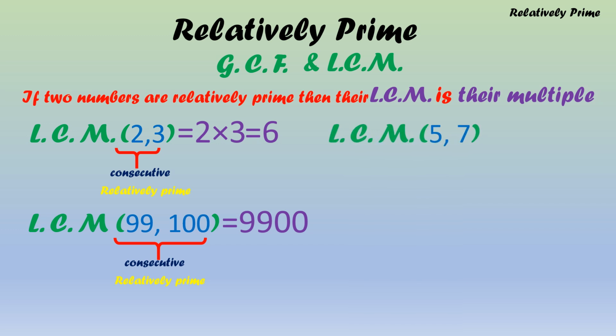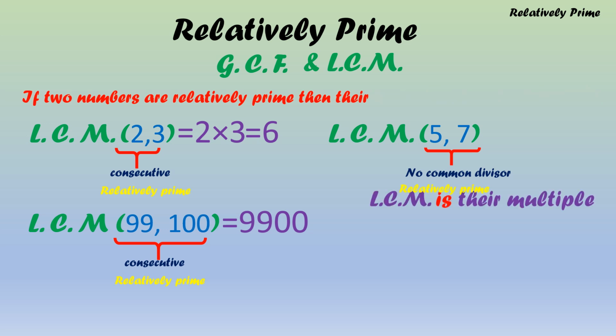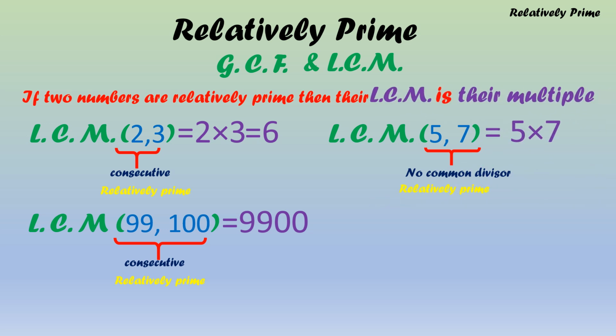Another example. What's the least common multiple of 5 and 7? 5 and 7 have no common divisor, so they are relatively prime. And their least common multiple is their product, 5 times 7. 5 times 7 is equal to 35.